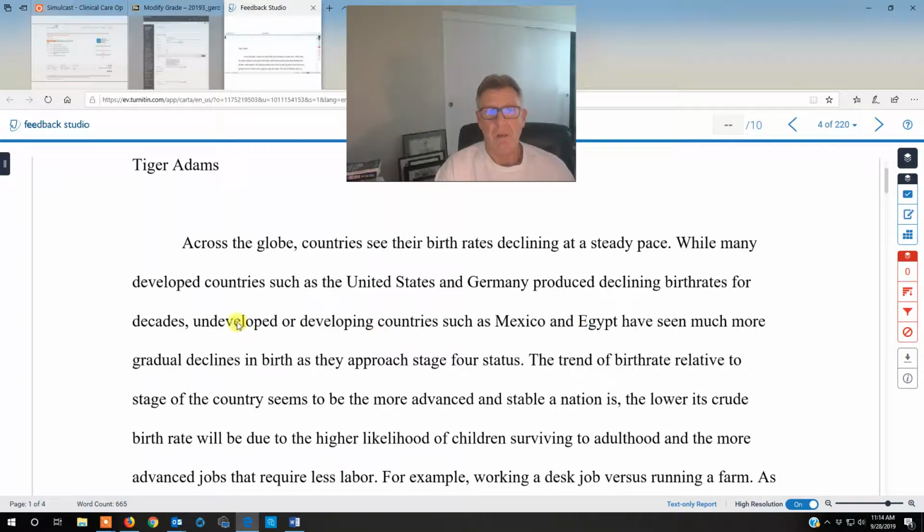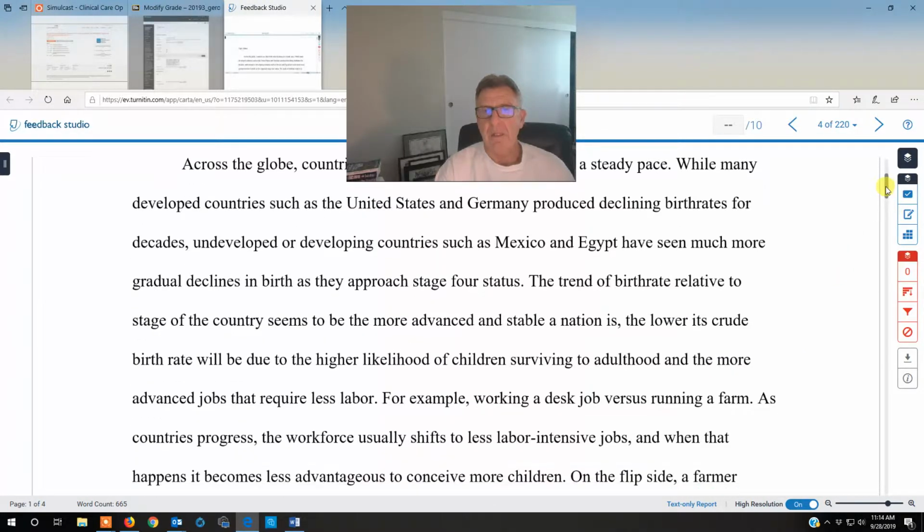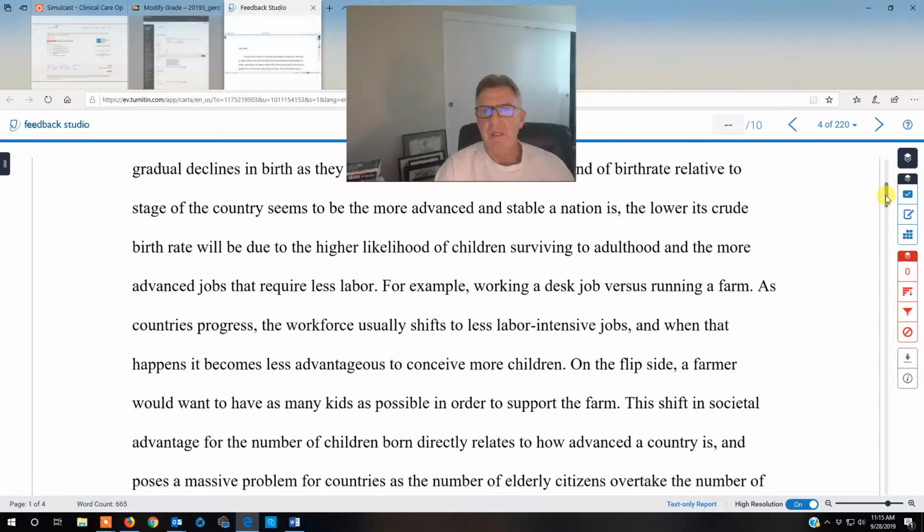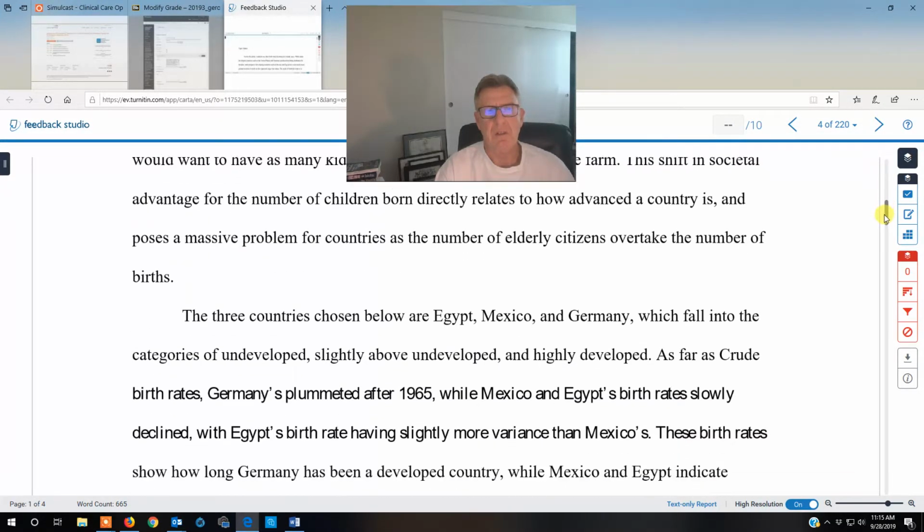He defined developing countries, Mexico and Egypt, and that's great. Then he talked about the birth rate relative to more advanced, stable nations, and that would be a developed country. He's done a good job doing the analysis right through here, and he explains it, working a desk job versus a farm and things like that. So he's done a good job here.